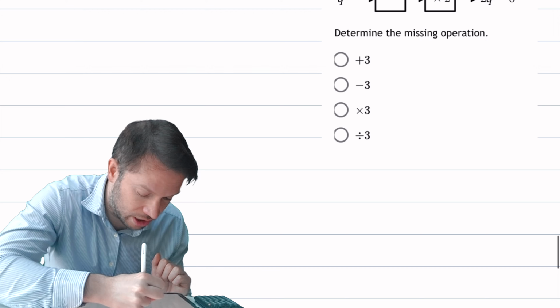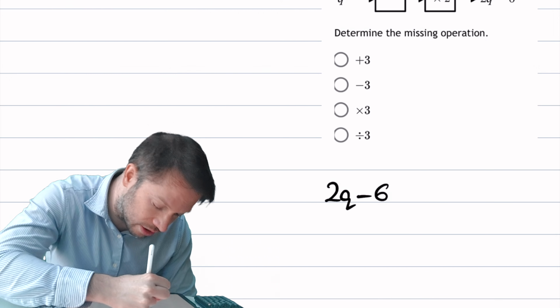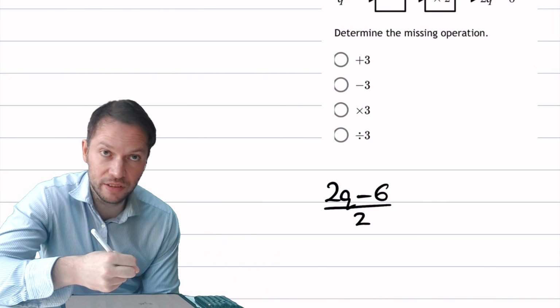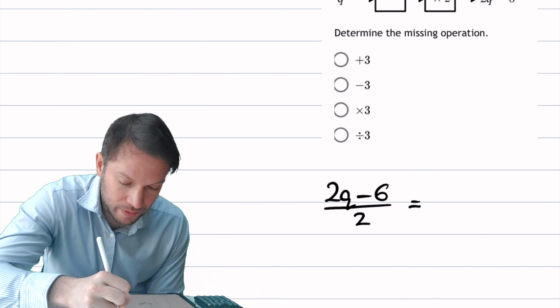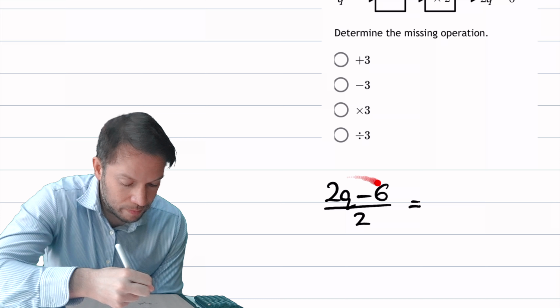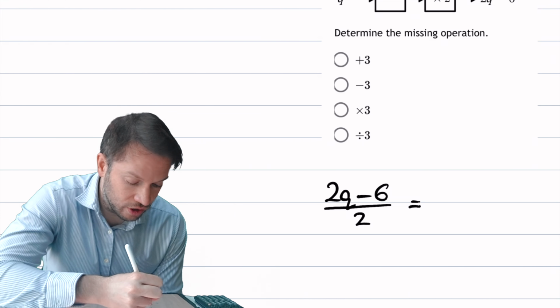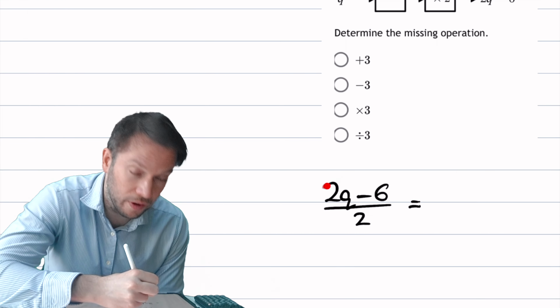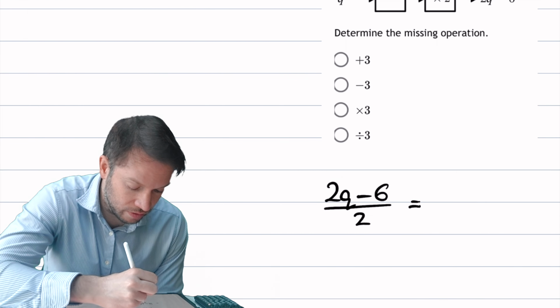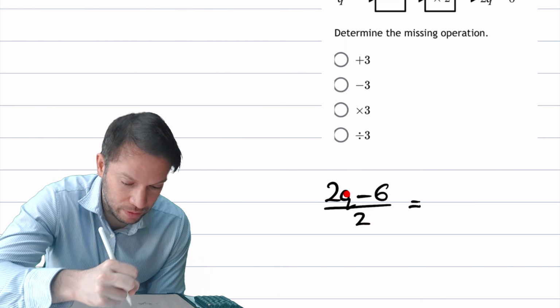So we're going to do that. We're going to do 2q minus 6, and we're going to divide it by 2. We can write it as a fraction like that. Now, if we want to divide this by 2, this numerator here, we can just divide each of these two terms by the 2. So what is 2q divided by 2? Well, the 2 divided by 2 just cancels. We're just left with the q.